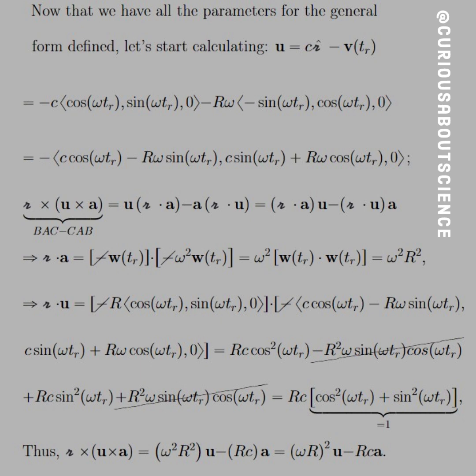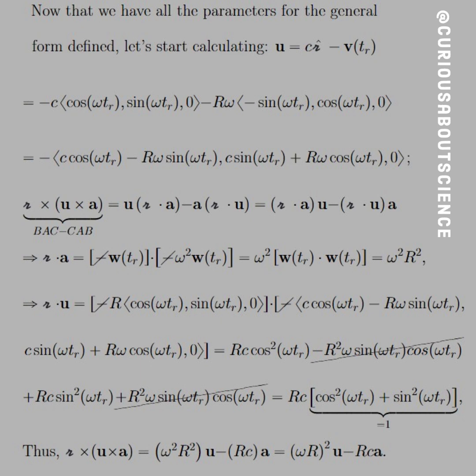Script r dot a, that's equal to a couple cancellations of negatives. We like that. I'll let you see that through. That gives you an omega squared r squared. Again, the dot product of the function w at t_r just gives you cosine squared plus sine squared, so they cancel to 1. We like that. Good enough.